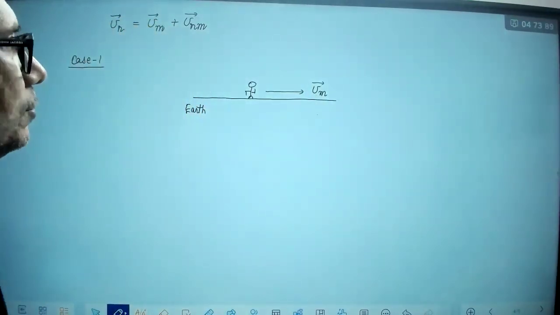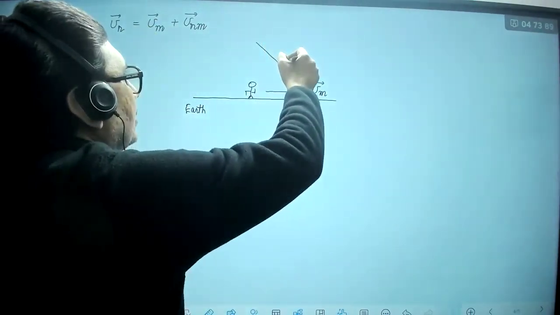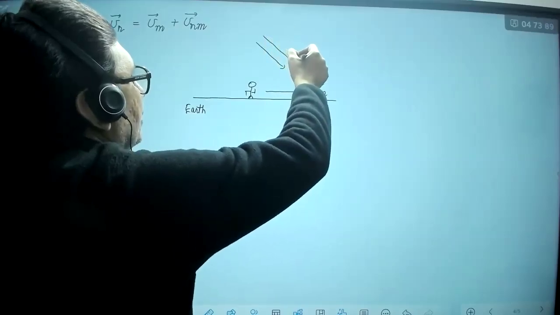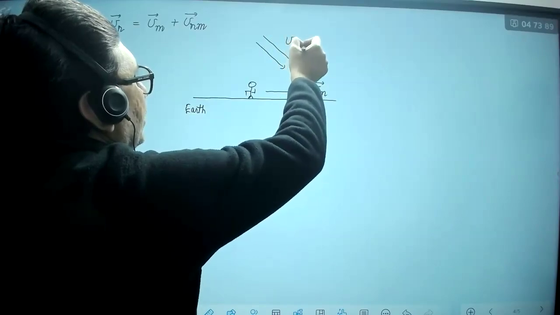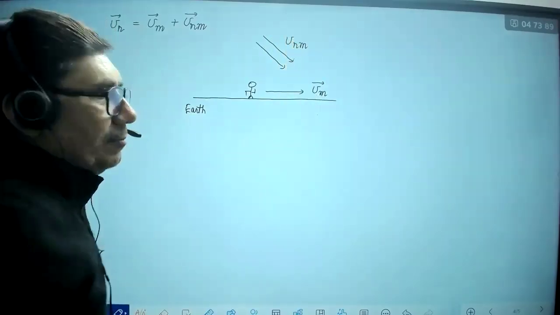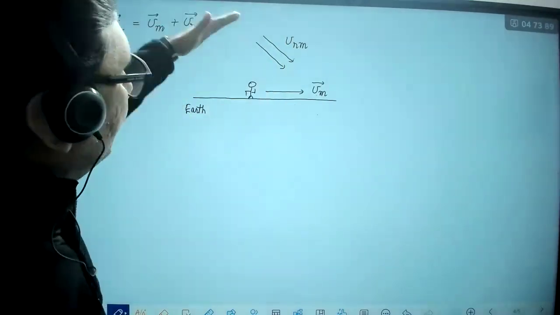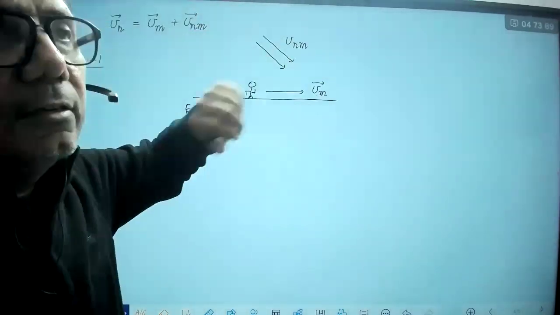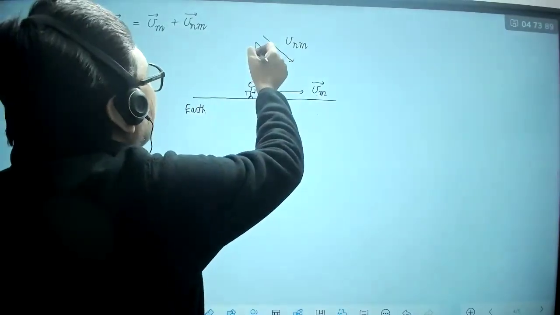In the first case, suppose he is observing that rain is falling like this. ठीक है ना? This person is observing that this is VRM, velocity of rain with respect to man, when he is observing that rain is coming from his backside and falling like this. So this is the direction of the rainfall. Now, suppose this angle is theta.